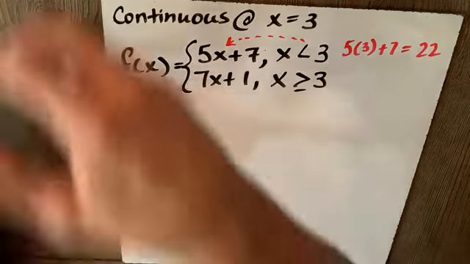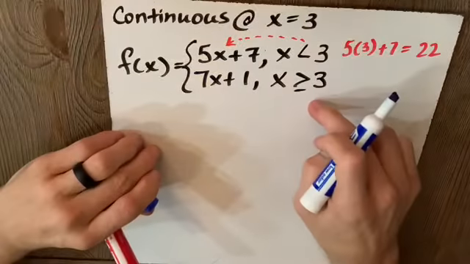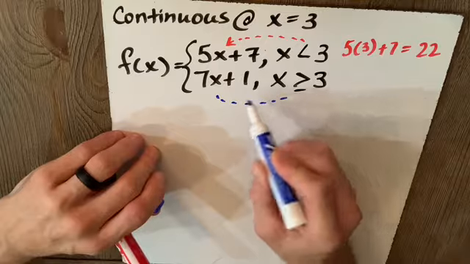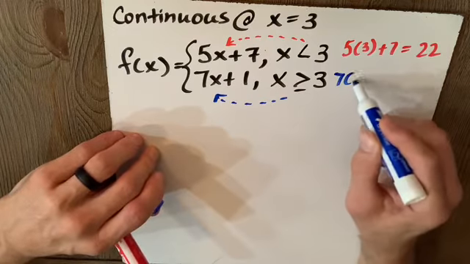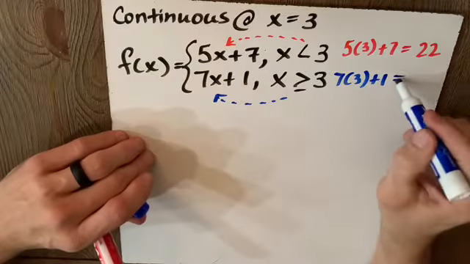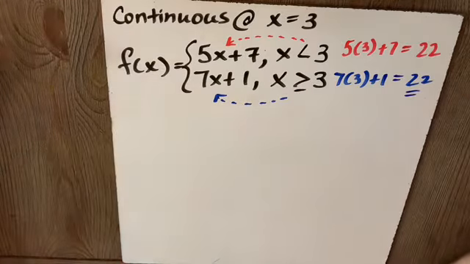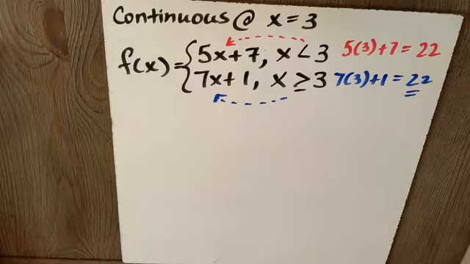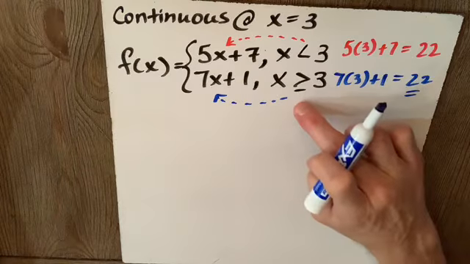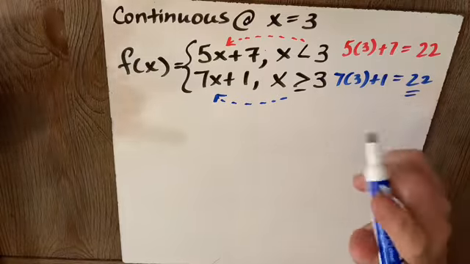For this bottom function here, I'm legitimately allowed to say that x is equal to 3. If I put in a 3 for x, I'd have 7 times 3 plus 1 is 21 plus 1 is 22. Look, the y values are headed to the same place. I can be quite confident that the function is continuous at x equals 3 because I do have that actual point, x equals 3, there.